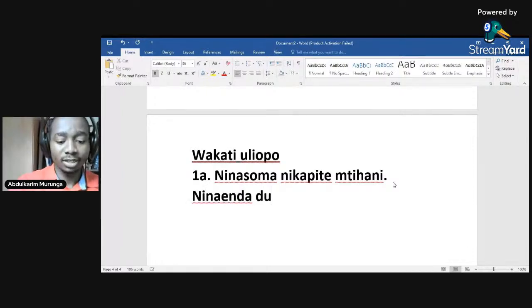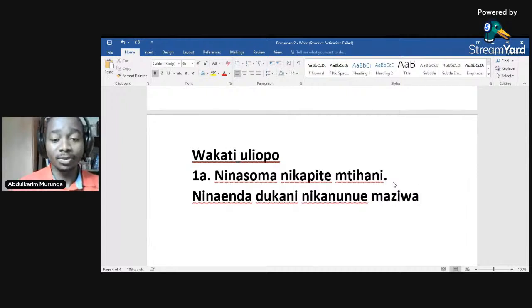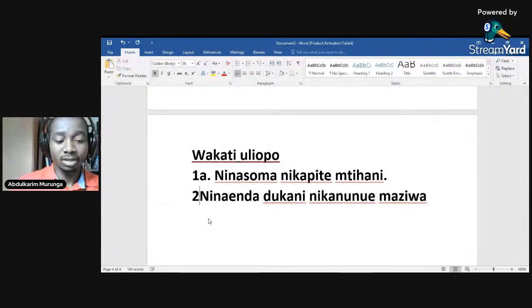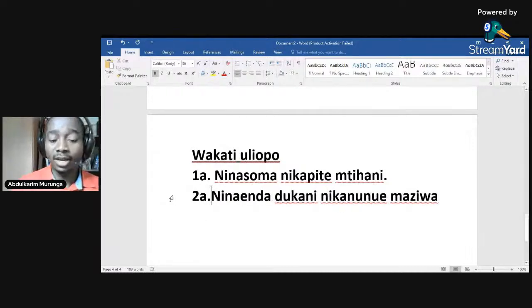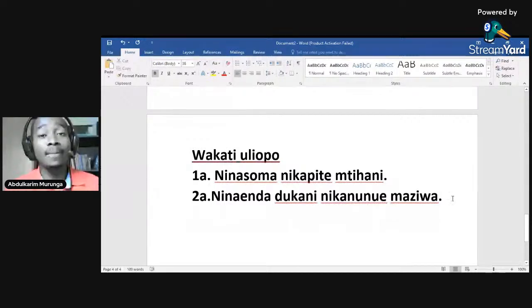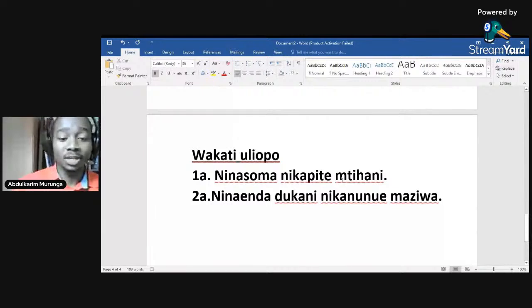Ninaenda dukani nikanunue maziwa. So like, I am going to the shop. The reason for going to the shop is to buy milk. Ninaenda dukani nikanunue maziwa. I'm going to the shop in order to buy milk.